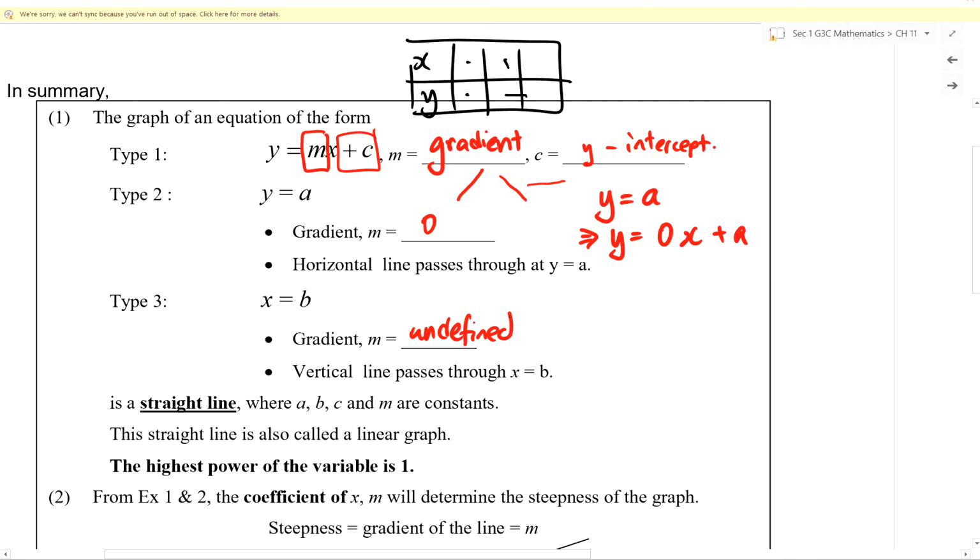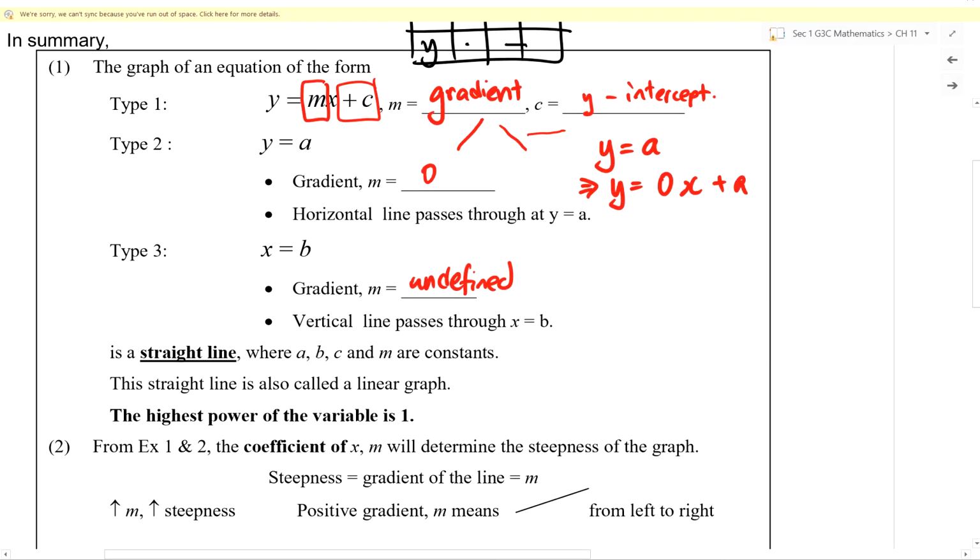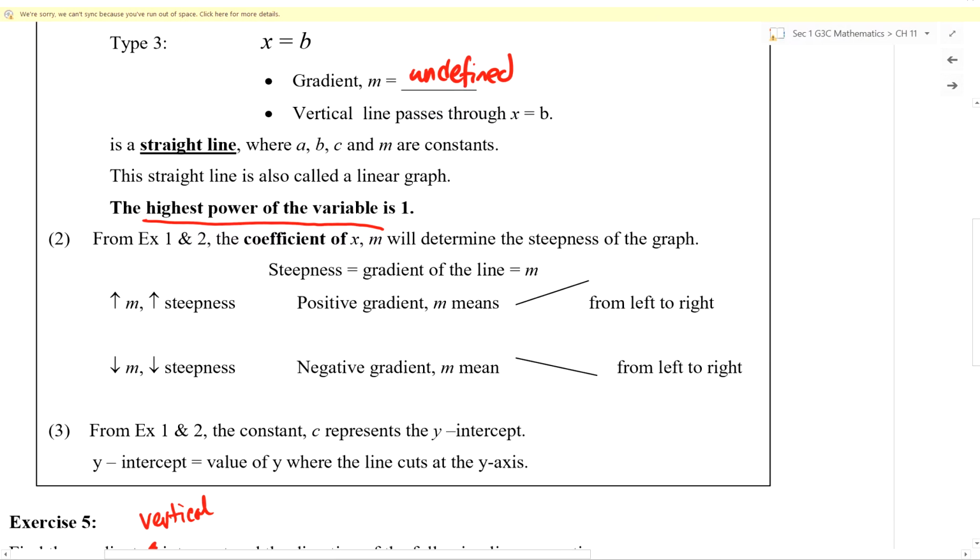It is a vertical line passing through x equals b. And we notice that for all these cases, the highest power of the variable is 1. We will not get x squared. We will not get x cubed. Maximum x power 1, then we have a straight line. Okay, and this is the summary of what we have talked about just now.